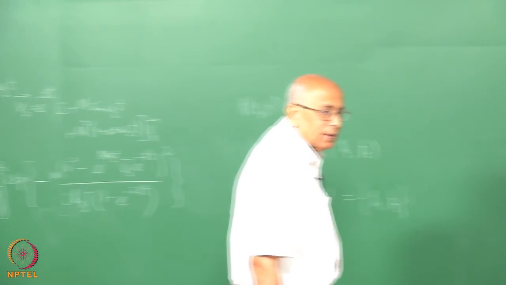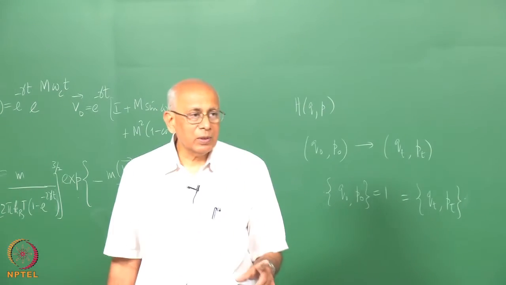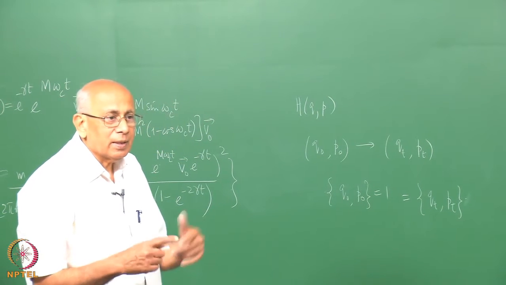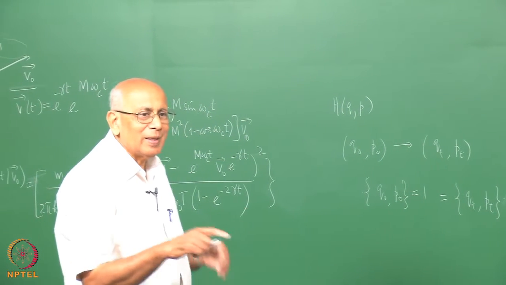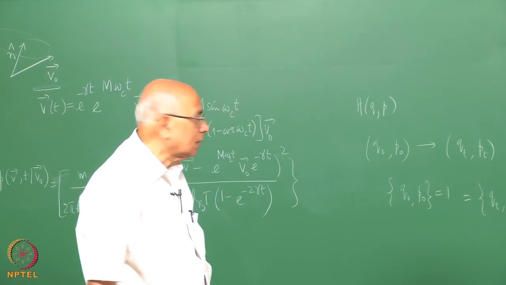What do you think is the Hamiltonian itself? So you have to establish this. And then you discover, of course, that the equations of motion themselves are the equations which tell you how to get the q_t and p_t from the generating function. They are exactly the same in structure.